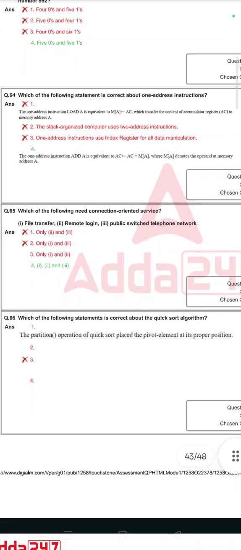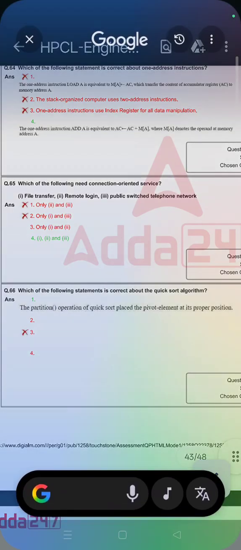165. Which of the following need connection oriented service? File transfer, remote login, public switched telephone network. ఈ మూడు కనెక్షన్ ఓరియంటెడ్ సర్వీసెస్.